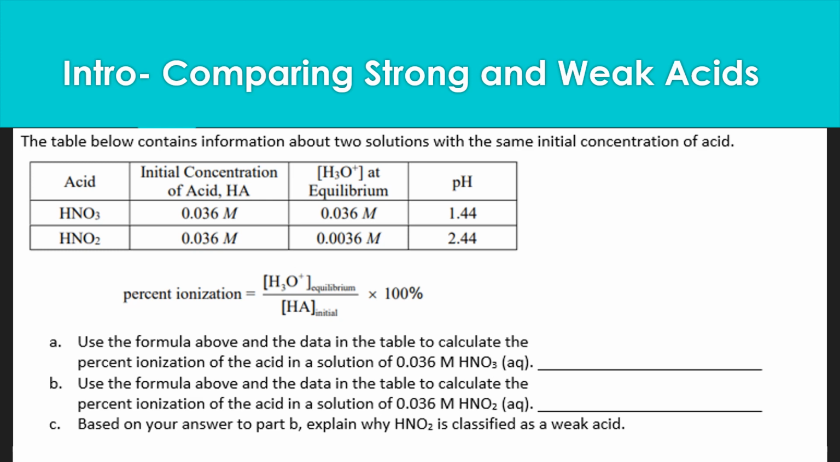HNO2, however, only part of it ionizes. So that means that only some of it is splitting apart into hydrogen and nitrite ions, and so we only get 0.0036 molar H3O+ or H+ ion. So our pH, if we wanted to calculate these, we'd take the negative log of our hydrogen ion and we get our pH.